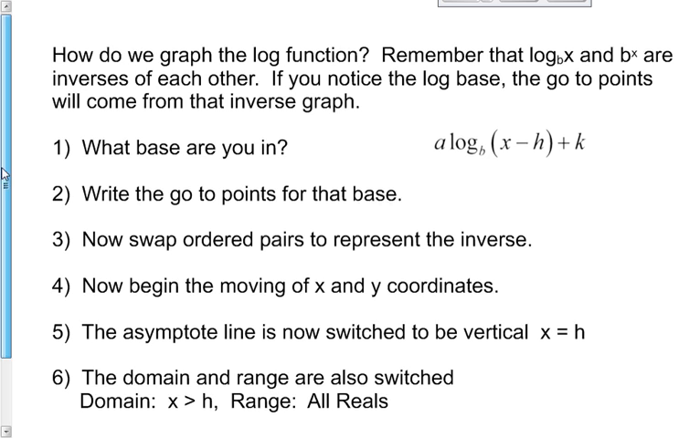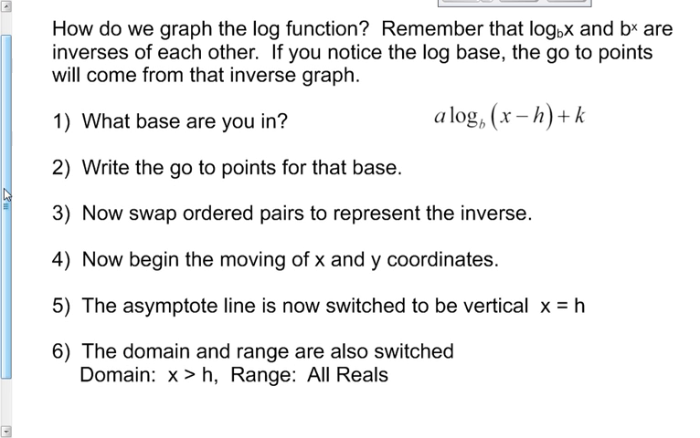So, a few steps, and you definitely need to write these down in your notes. The first thing you need to notice is, what base are you in? After you know what base you're in, write the go-to points that go with that base. Now if you're graphing the inverse, anytime we do an inverse, we swap letters. So if we know the go-to points for our base, we can swap those go-to points. Those two go-to points will then represent the inverse equation. Once we've swapped our go-to points, we can then start doing our shifts. And our shifts will be the exact same A, H, and K as we have done in the past.